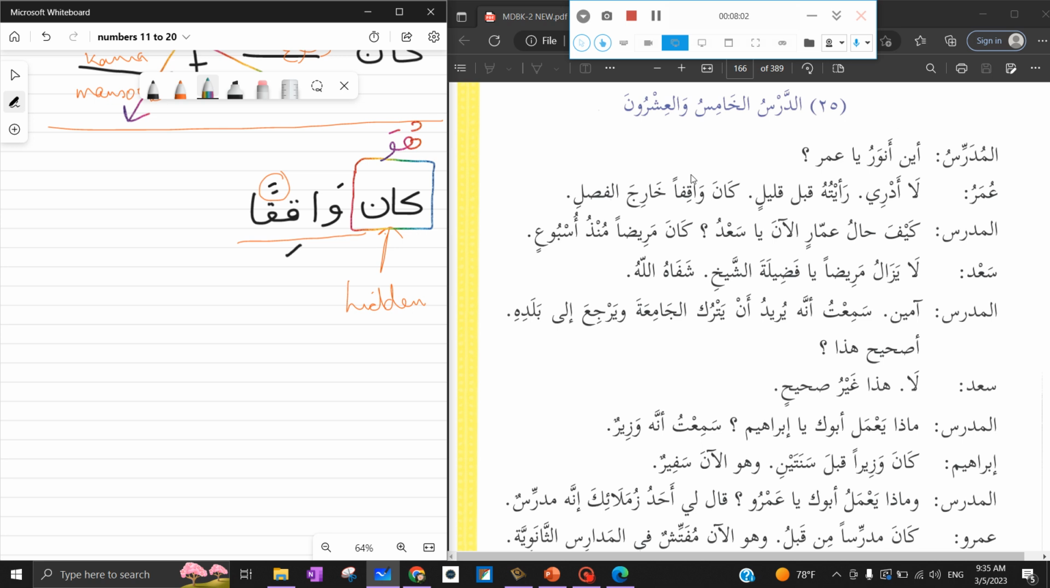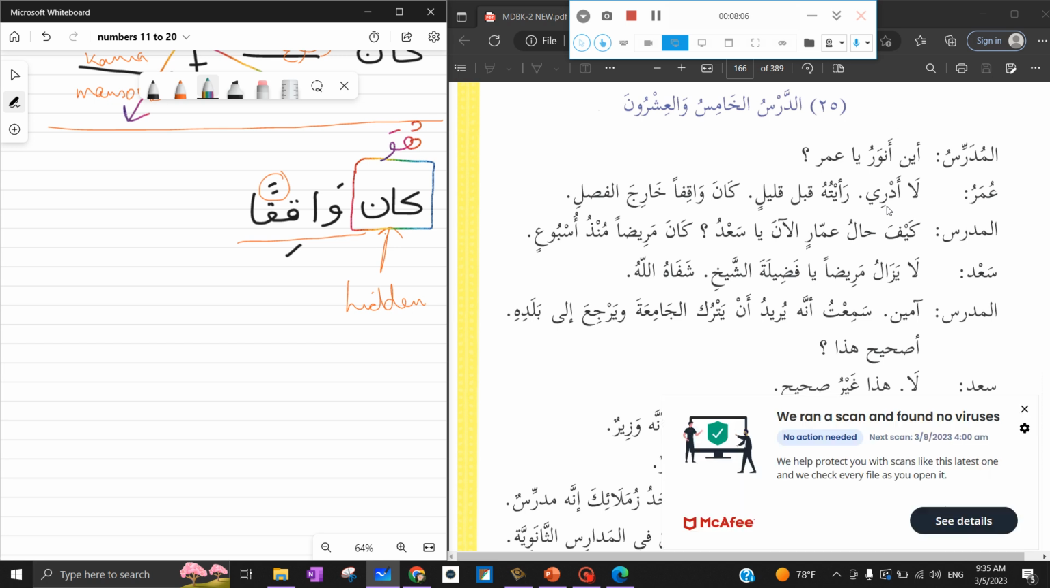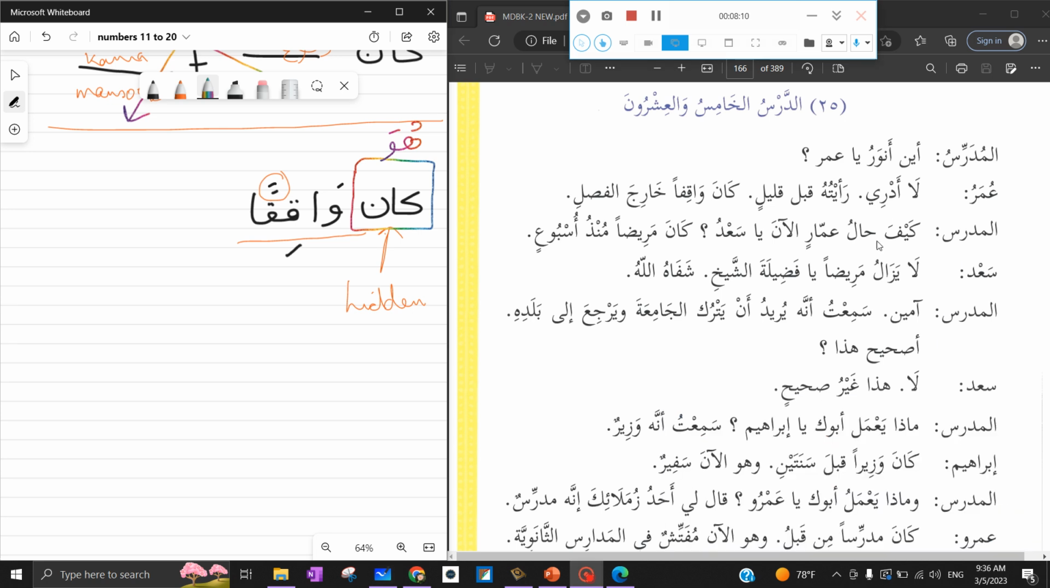So he says, where is Anwar? So Ammar says, I don't know. Adri means I don't know. And ra'aytu, now he says, I saw him, because this is past tense. He says, I saw him qabla qalil, a short while ago.